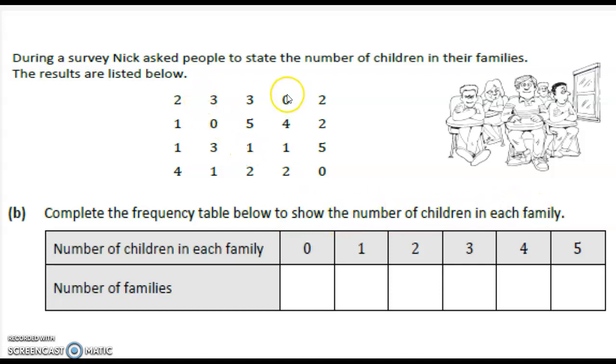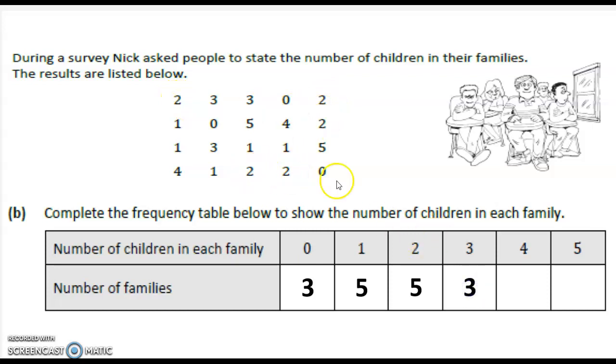Part B, complete the frequency table to show the number of children in each family. This literally means you have to find how many zeros: 1, 2, 3. So there were 3 families with 0 children. The number of families who had 1 child: 1, 2, 3, 4, 5. The number of families with 2 children was 5 also: 1, 2, 3, 4, 5.